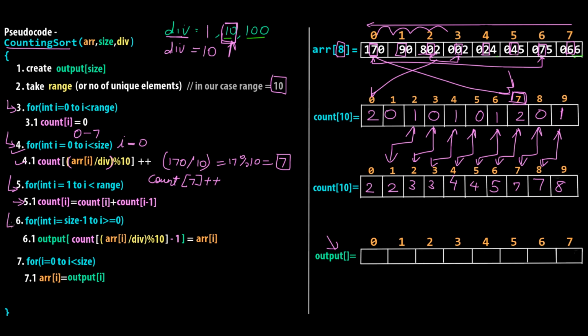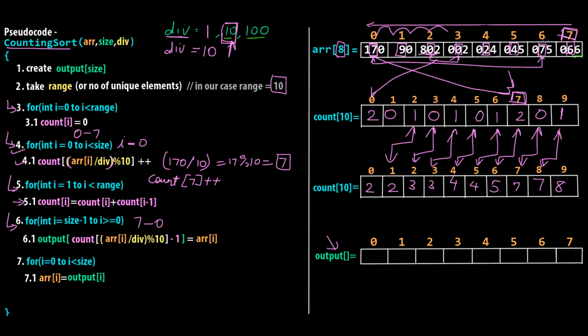And now again the more important for loop, where we are going to take elements from the input array starting from I equals size minus 1, which is 7, because 8 minus 1 is 7, going from 7 to 0. Now we have to pick one element from here and put it in the output array in such a way that it is mapped to a particular position. So let's calculate that quickly.